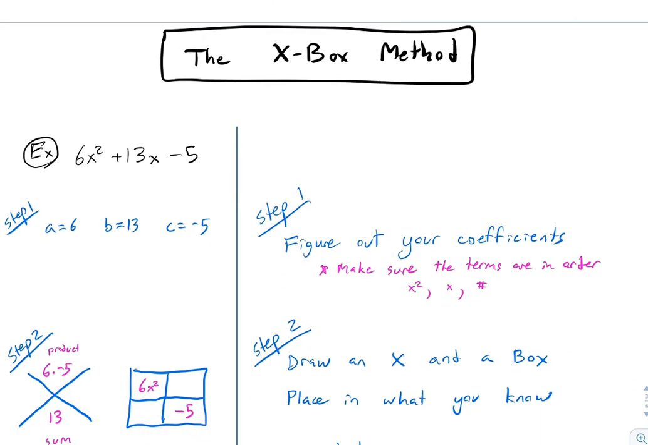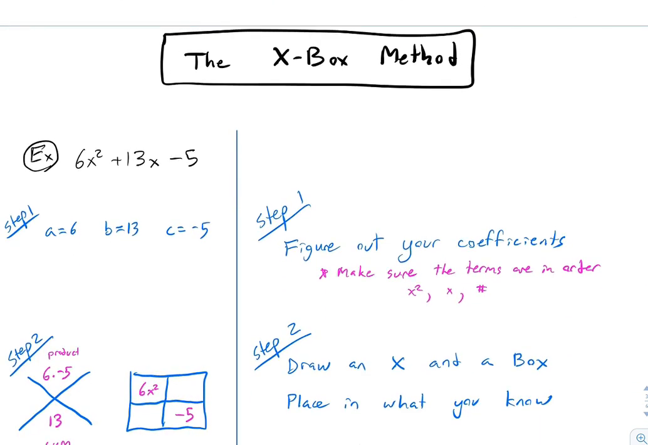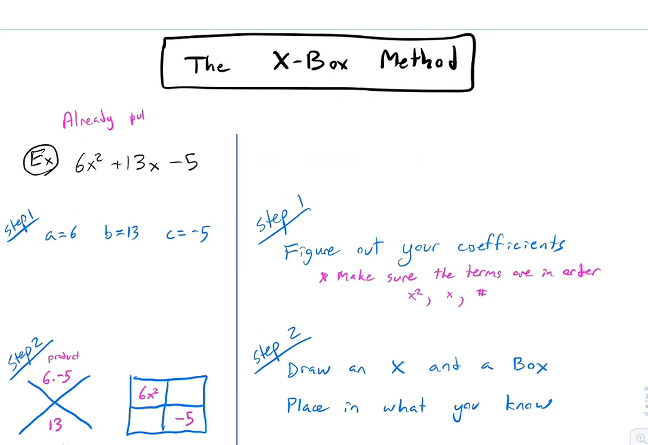Now, the Xbox method goes like this. We've already pulled out, okay? So I'm going to write in pink here. We've already pulled out the GCF. That means the greatest common factor. So the common factor we've taken out. So this is what we're left with. 6 and 13 have nothing in common, and this term doesn't have an x, so every term doesn't have a variable, so there's no numbers, no variables that all of these have in common.